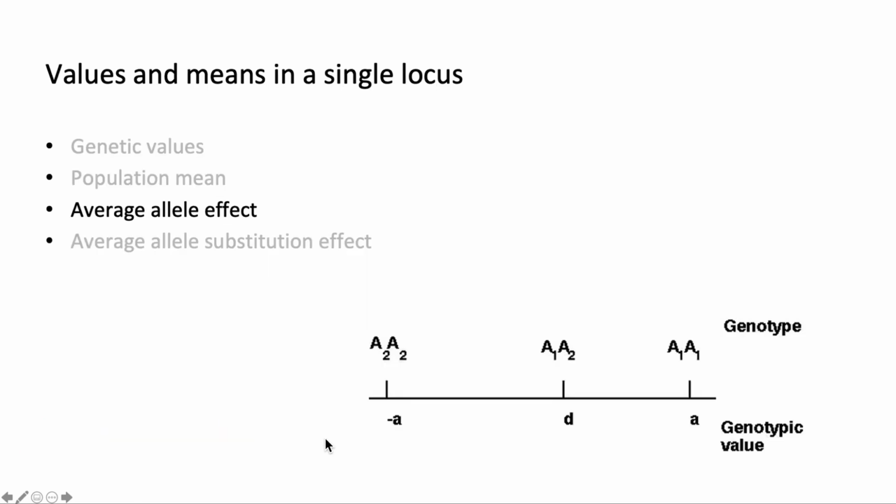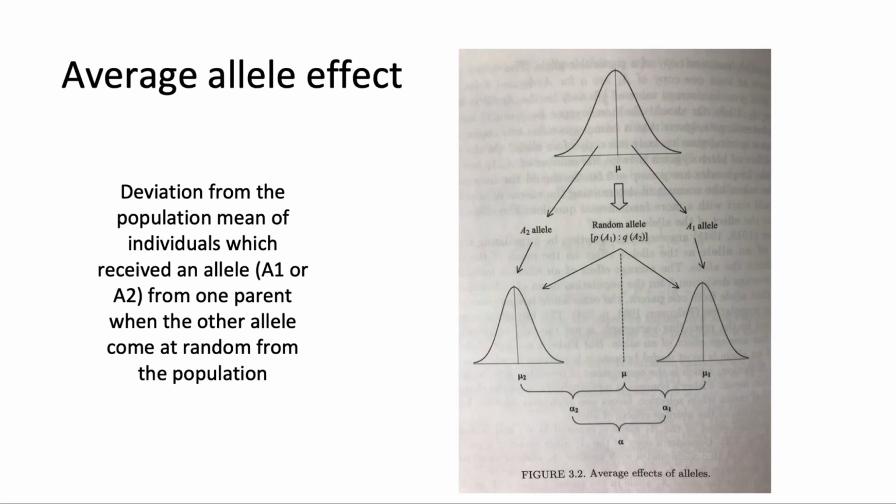And now that we understand how we can estimate the population mean with the genotype and with the genetic values, we can talk about the average allele effect. So what is the average allele effect? Imagine that we have a population, and from that population we have some individuals that have the A2 allele. So this population has A1 and A2 alleles.